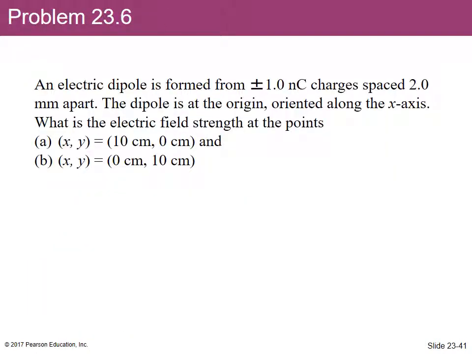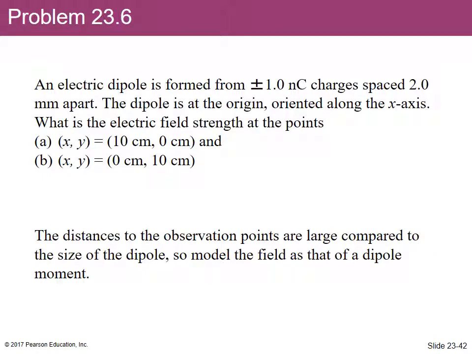An electric dipole is formed from plus and minus 1 nanocoulomb charges spaced 2 millimeters apart. The dipole is at the origin, oriented along the x-axis. What is the electric field strength at points (10 centimeters, 0 centimeters) and (0 centimeters, 10 centimeters)? The distances to the observation points are large compared to the size of the dipole, so model the field as that of a dipole moment. The dipole moment points from the negative to the positive charge.